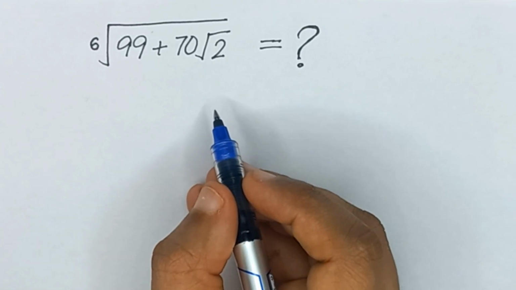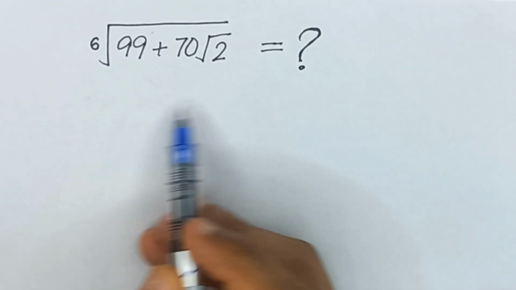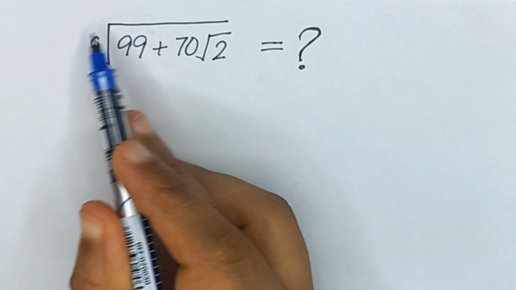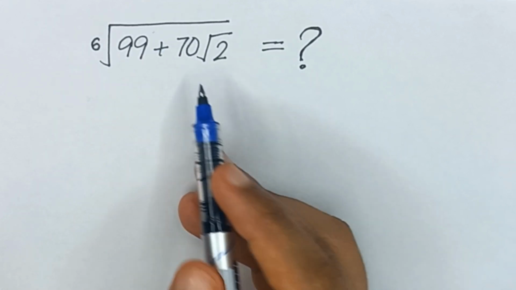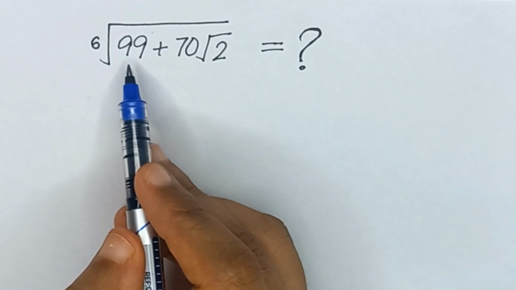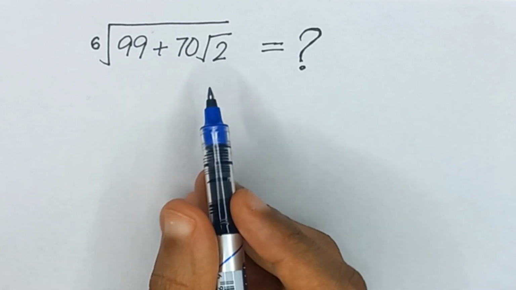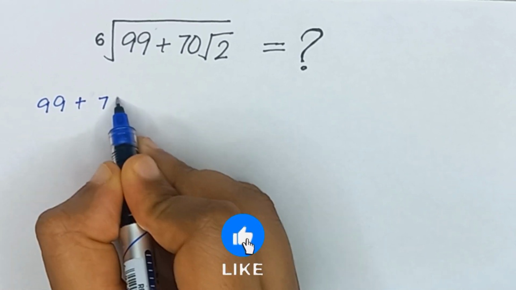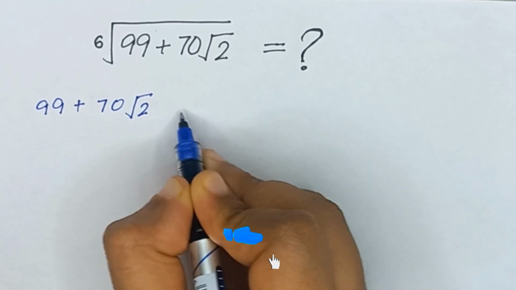Hello friends, today we will evaluate this given expression, which is the sixth root of 99 plus 70 square root of 2. Okay, so first of all we will solve inside the sixth root, which is 99 plus 70 times square root of 2.